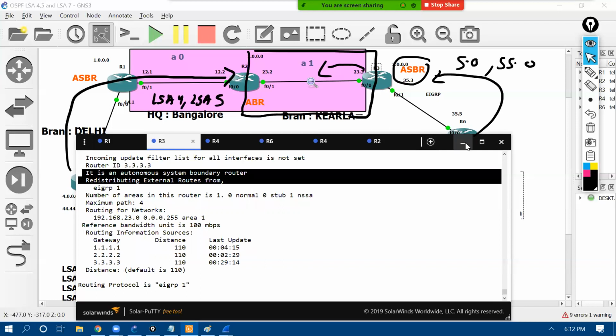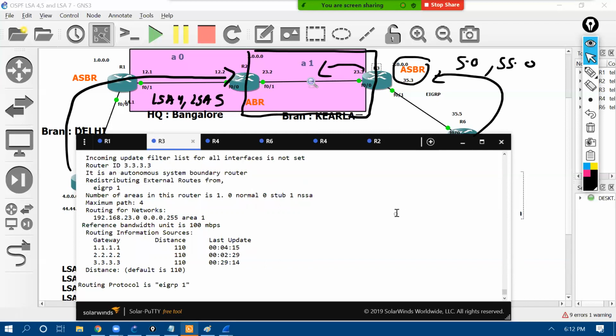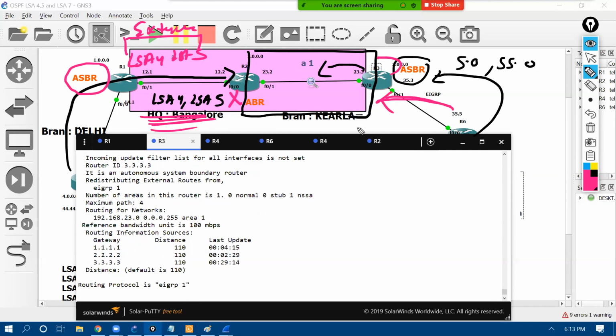Now maybe you have a question. How will R3 share this information to area 1? Because as you were told, from this side it will generate the LSA 4 information and LSA 5 information as external routes, right? But from this side it is also going to generate the same thing. But NSSA is not allowing it from this side. How can I allow it from this side?